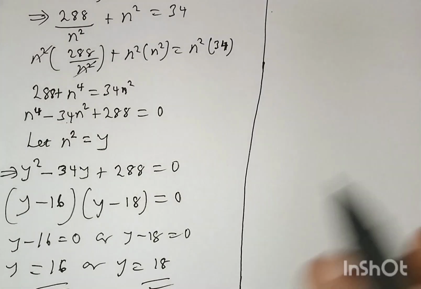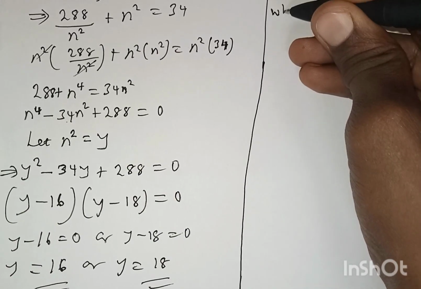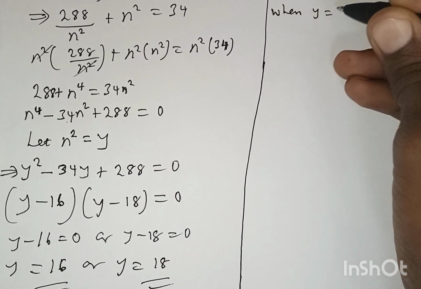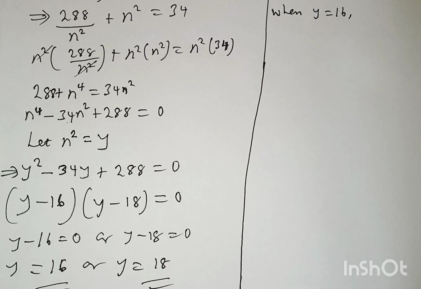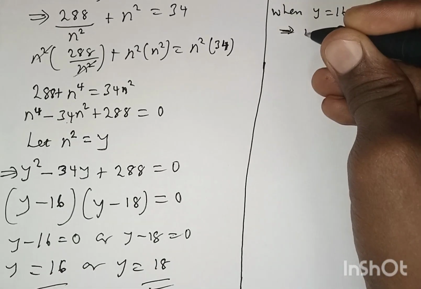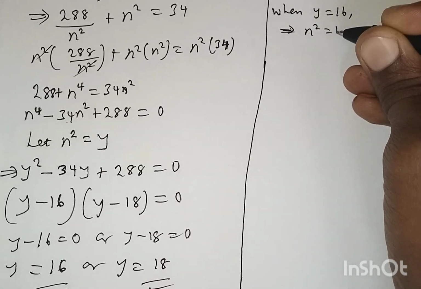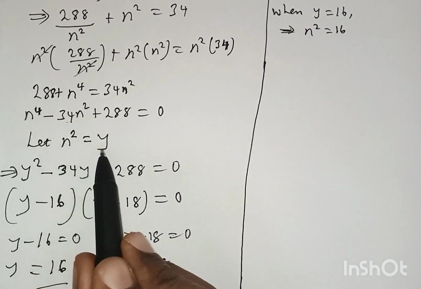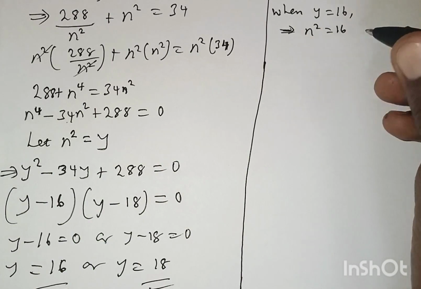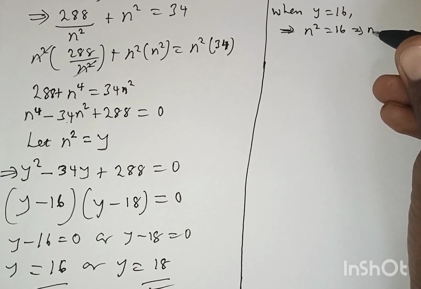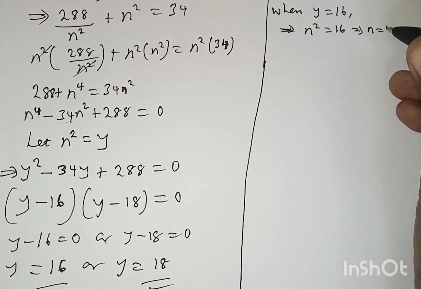First of all, when y is equal to 16, we know that n square is equal to y. So this means n square is equal to 16 because n square equals y and y is 16. So from here, we know that n is equal to root of 16, which is 4.